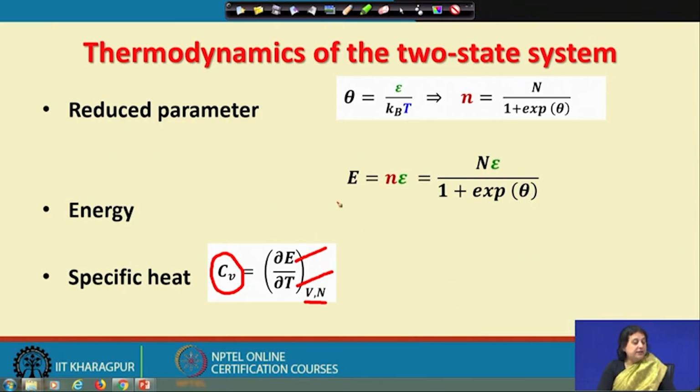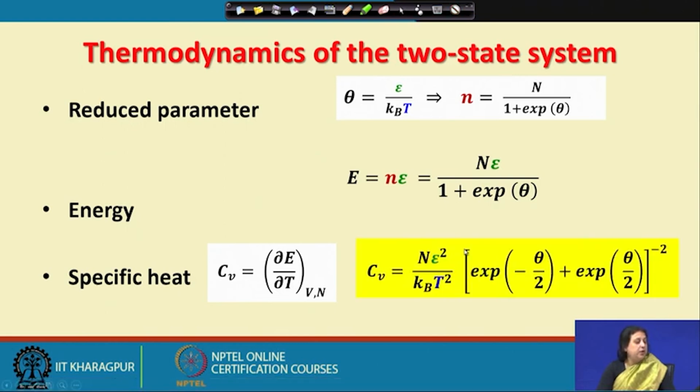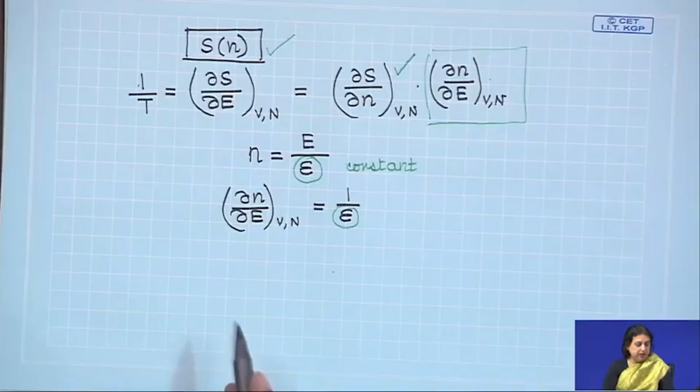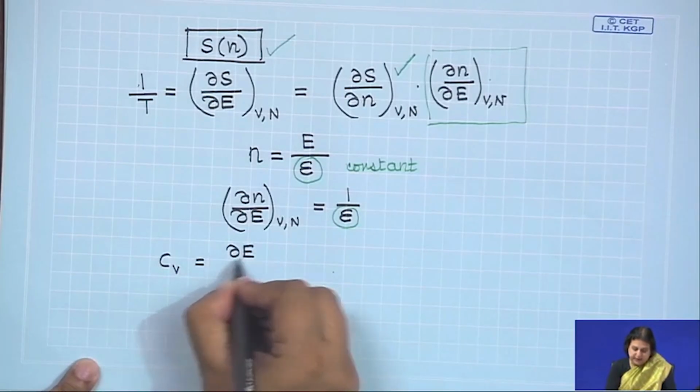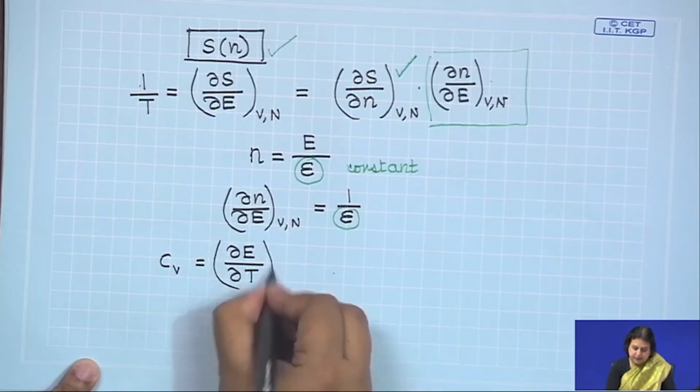So, now I have an expression of E in terms of my microscopic parameters epsilon and theta, which includes not only the microscopic parameter epsilon, but also the temperature T, and therefore, it is possible for me to derive an algebraic expression for Cv. All I have done is I know E, I have taken a derivative of E with respect to temperature. So, once again you need to find out Cv, that is equal to del E del T at constant V, n.